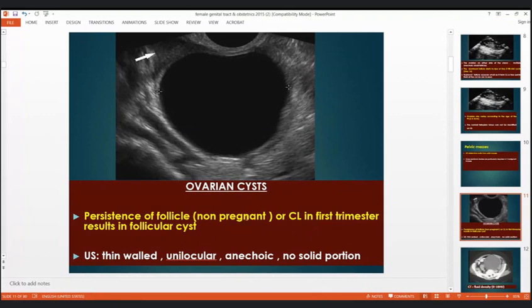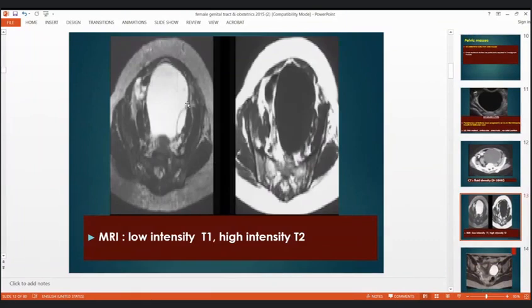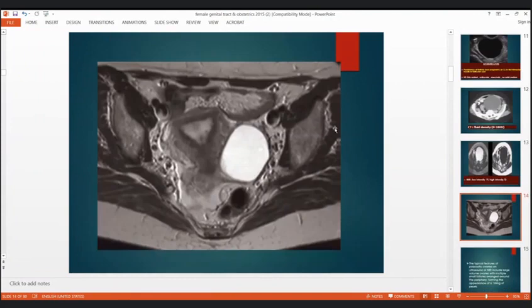Persistence of a follicle in non-pregnant patients or corpus luteum in the first trimester may result in a functional cyst. On CT, the cyst will appear to have a fluid density from 0 to 10 Hounsfield units, and a simple cyst will show a very thin wall that is non-enhancing. On MRI, the cyst will have high signal on T2 and low signal on T1, and if it is simple, it will show no internal septum, no nodules, and no areas of enhancement if we give contrast.